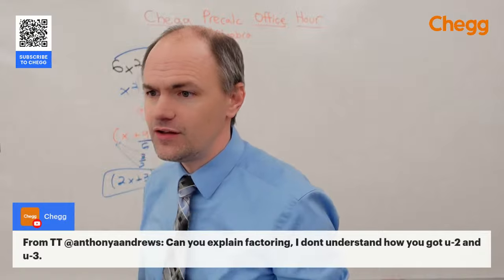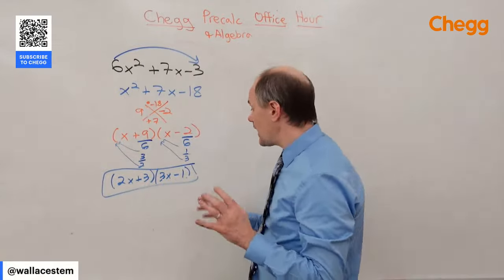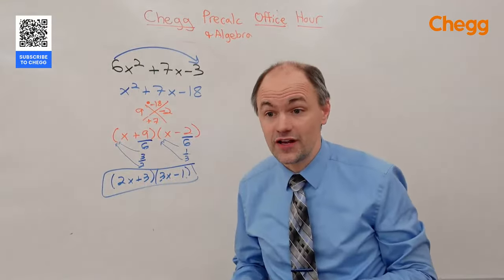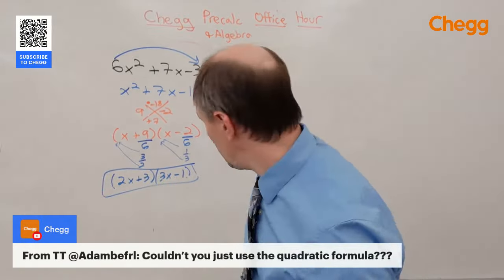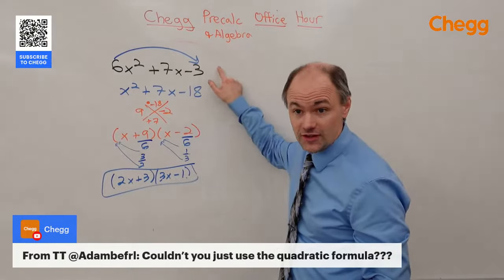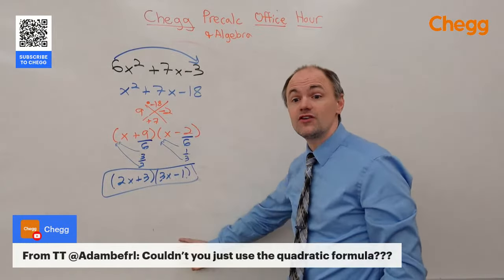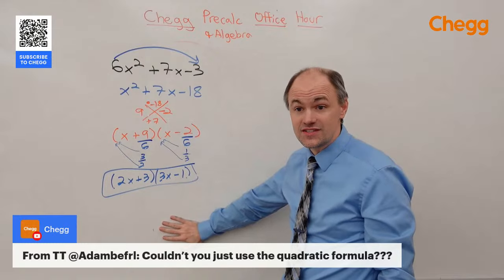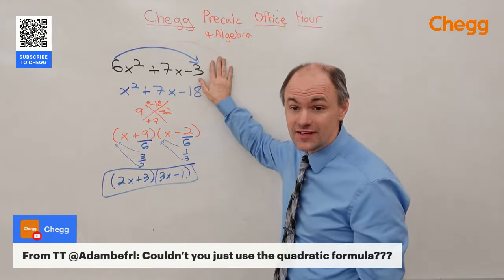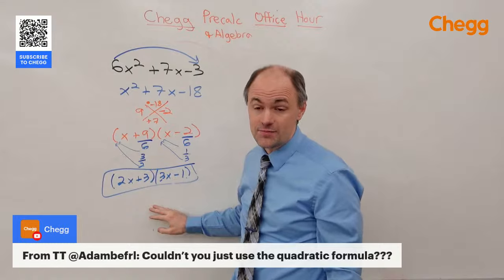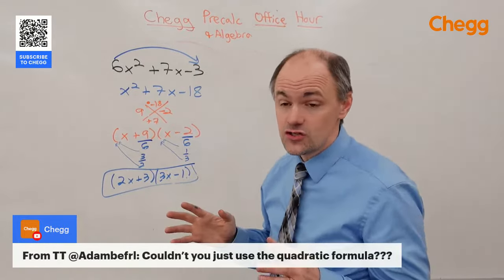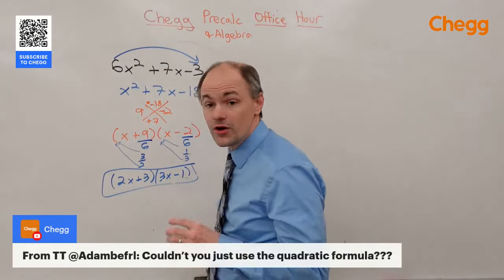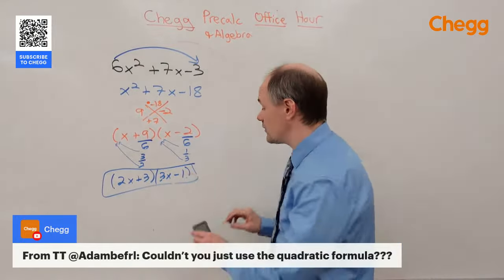Great question came in from TikTok at Adam Befriel. Adam Befriel, could I have used the quadratic formula? No. Because to use the quadratic formula, it has to equal something. And the quadratic formula will tell you the answers if it was equal to 0. Since this one's not equal to something, all we can do is factor it. Because sometimes we have to factor things that don't have anything to do with it being equal to 0. And the perfect example of that is rational expressions.